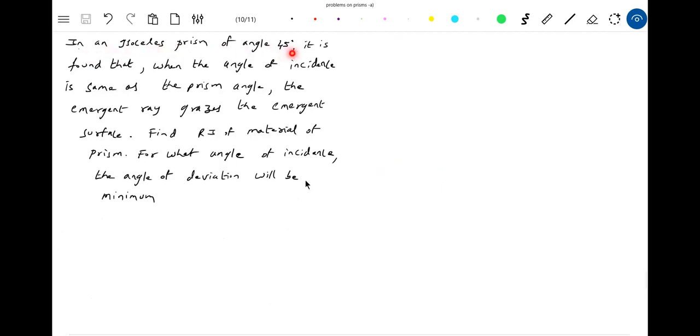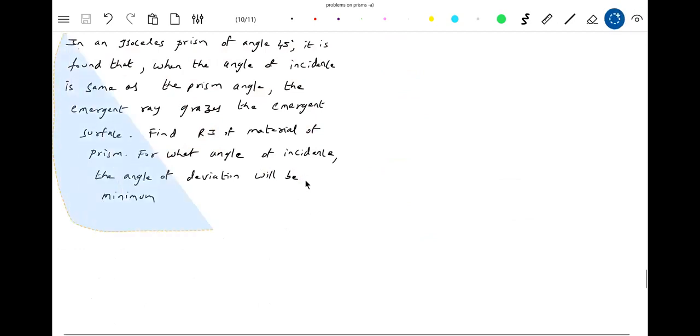In an isosceles prism of angle 45 degrees, it is found that when the angle of incidence is the same as the prism angle, the emergent ray grazes the emergent surface. Find the refractive index of the material of the prism. For what angle of incidence will the angle of deviation be minimum?